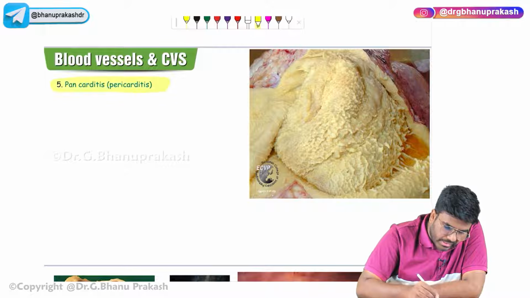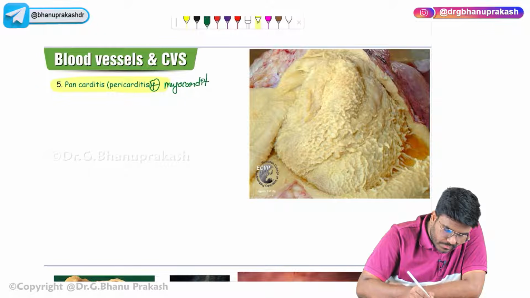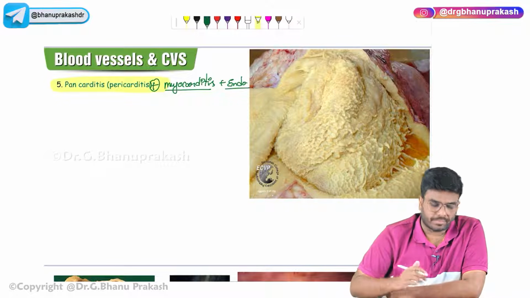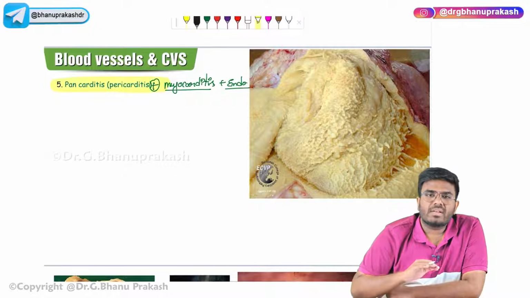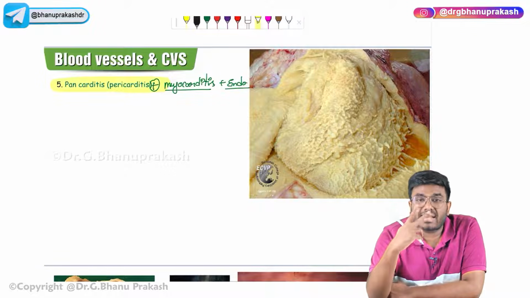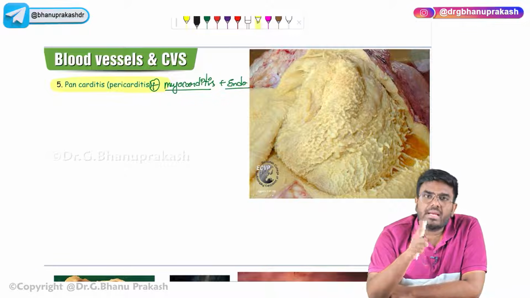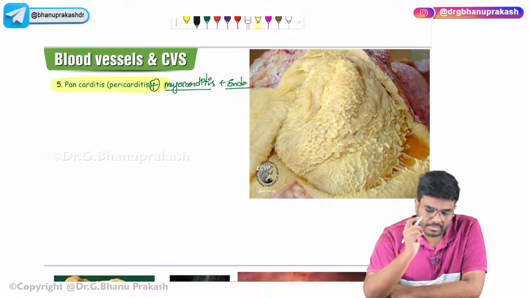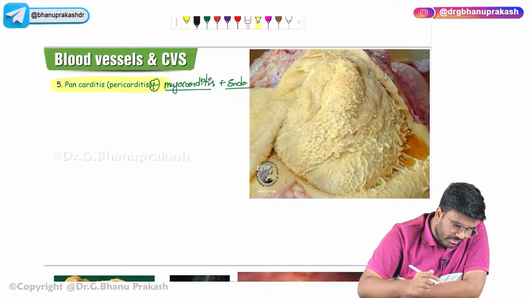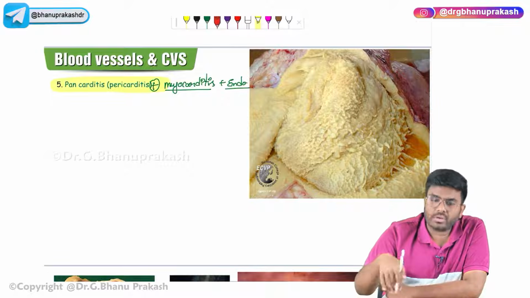Pericarditis is going to be there, along with myocarditis as well as endocarditis. All three are going to be there. Now let's discuss one by one. Because these antibodies are attacking the heart, and the pericardium also has N-acetyl glucosamine, the pericardium will also be affected. So pericarditis is seen.